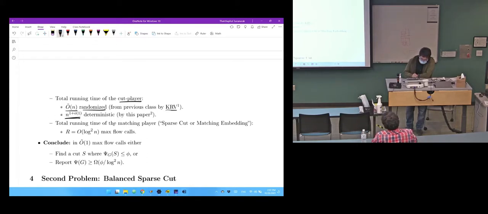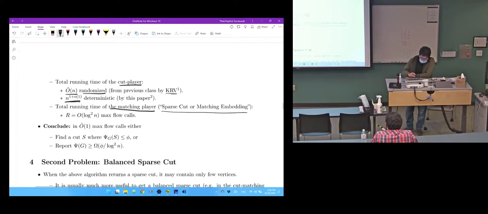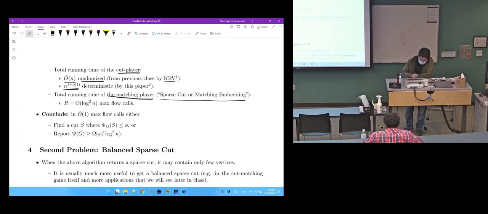How about the total time of the matching player? Well, it's just this: each call to sparse cut or matching embedding is just one max flow. All right, so now we are done, right? We can really approximate the expansion within a log square factor.